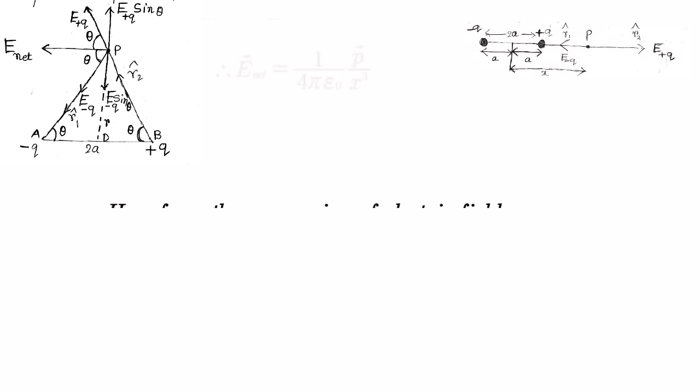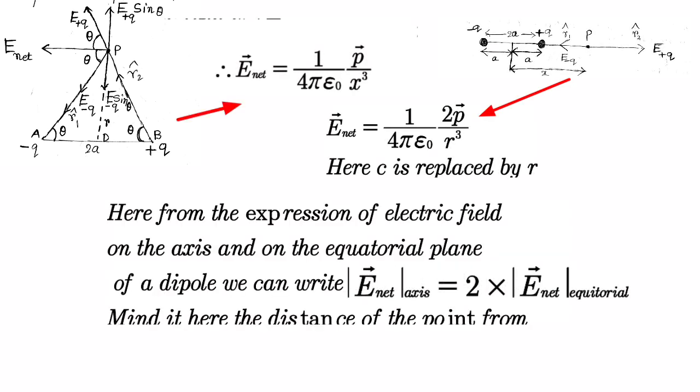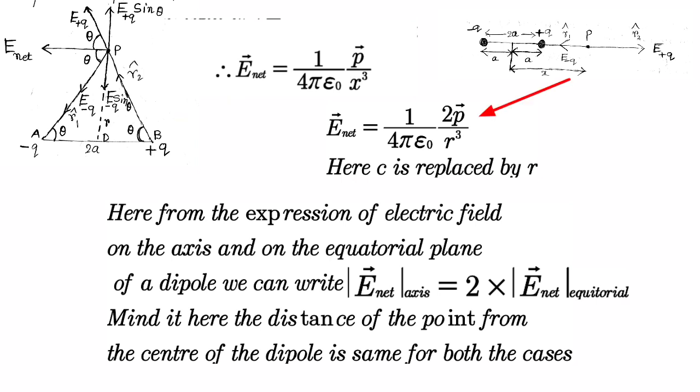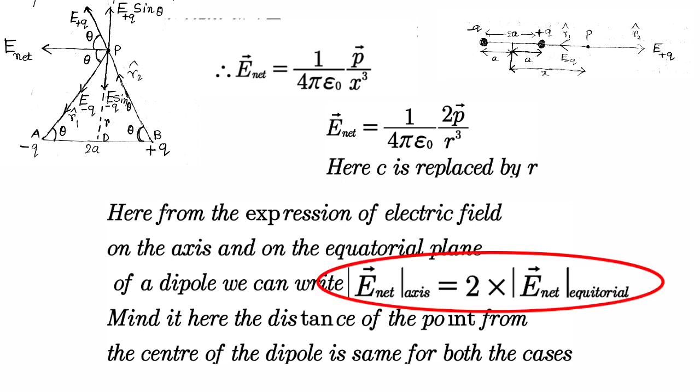From the expressions of the electric field at a point on the equatorial plane of a dipole and at a point on the axis of a dipole, we can say that the magnitude of the electric field on the axis is equal to 2 into the magnitude of the electric field at a point on the equatorial plane. Therefore, the magnitude of E net axis is equal to 2 into the magnitude of E net equatorial. Note that the above equation is possible only when the distance of the point P from the center of the dipole is the same for both cases.